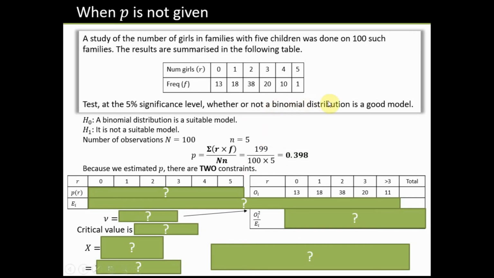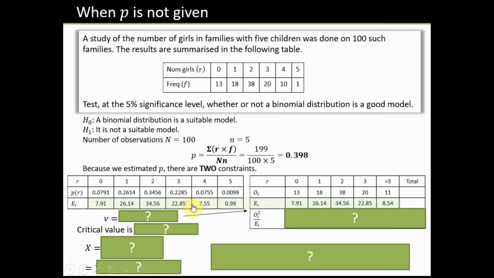Okay, and it should be noted that another difference is that when you estimate a parameter, that is an extra constraint. Well, actually I'll come to that in a minute. So we can get our probabilities here based on a binomial distribution with n 100 and p equal to 0.398. I can find the expected values based on those. N is 100 again, so I'm just multiplying by 100. Again, I've got a problem here because that's less than 5, so I'm going to have to combine some of these.